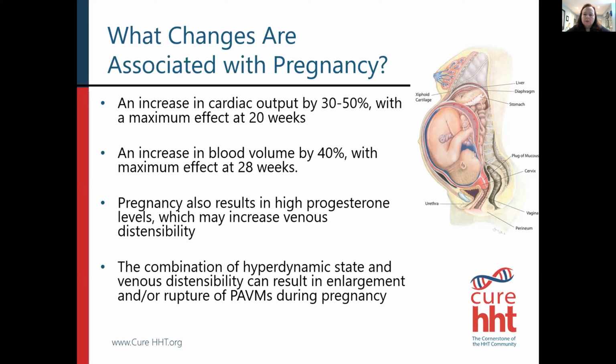The combination of a high cardiac output, increase in blood volume, and increase in heart rate is what we call a hyperdynamic state. And the fact that the veins become more stretchy can result in an enlargement or rupture of pulmonary vascular malformations through pregnancy.